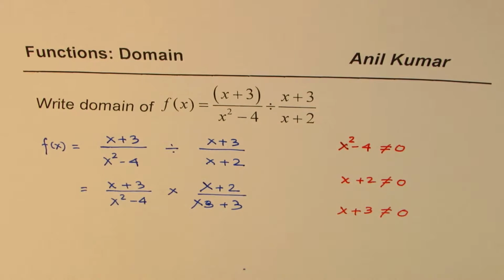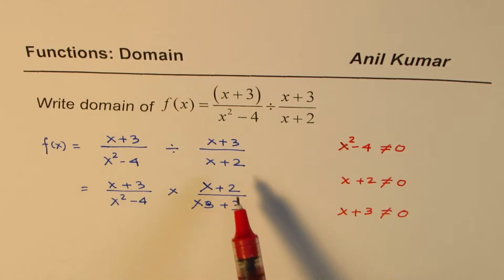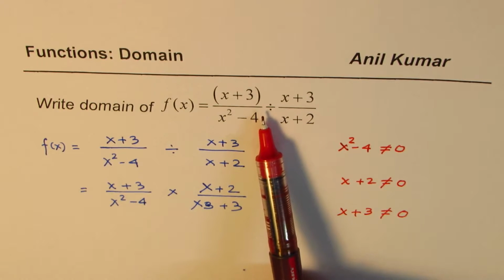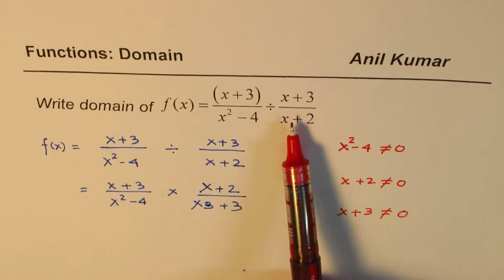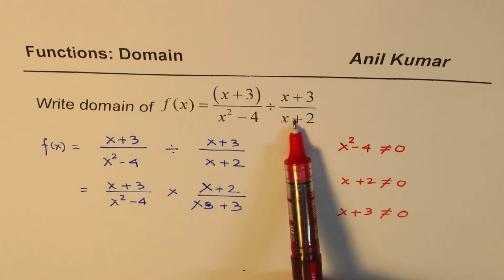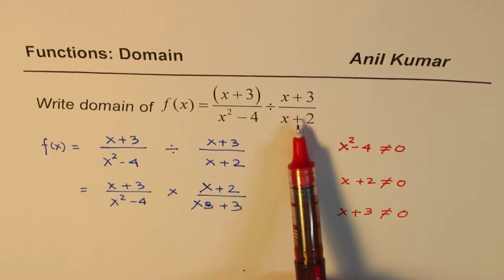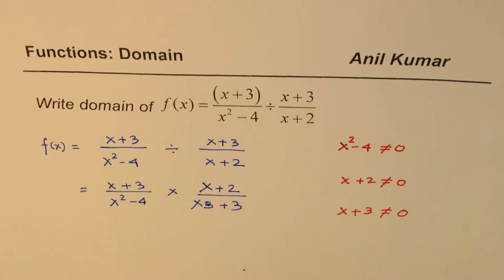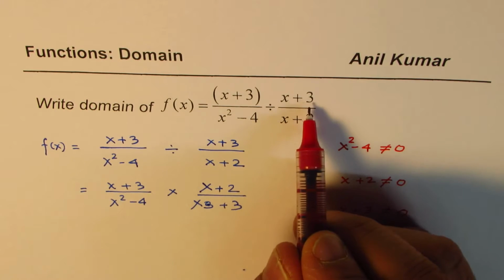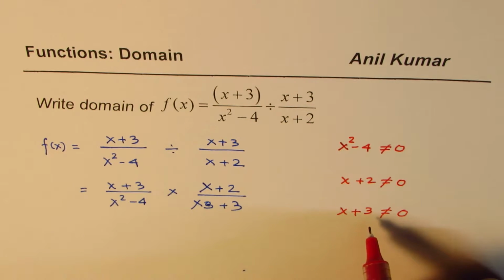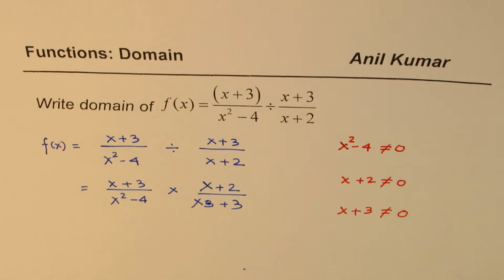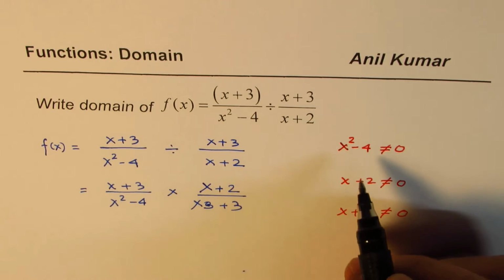Do you see that? What you observe is that when you divide a rational function by another function, not only the denominators, but even the numerator of the divisor has to be looked into for restrictions, correct? So solving these restrictions, we get our answer.